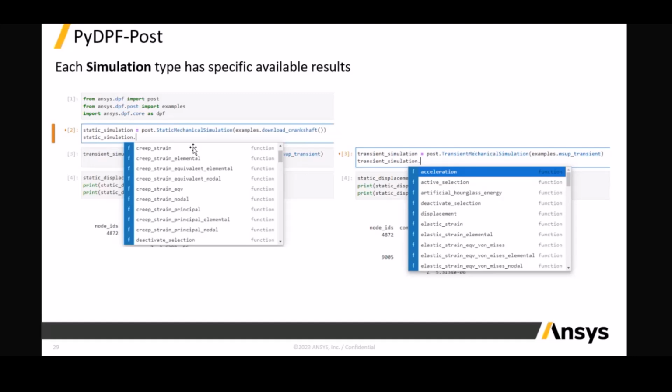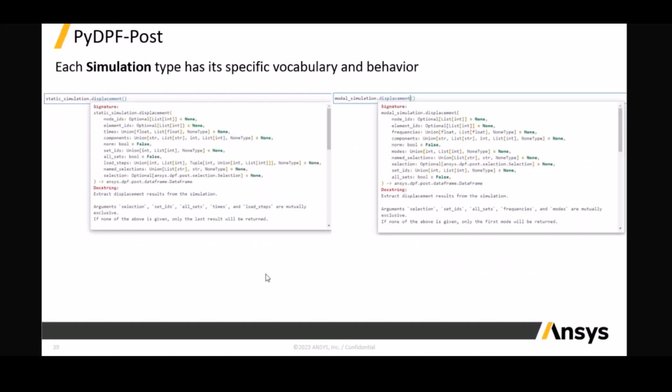You can see here, for example, in a static mechanical simulation, we expose a given list of results, whereas in the transient mechanical simulation, we offer other dedicated results and APIs, which are a bit different in their signature and in the vocabulary and the parameters you can give. So very domain specific. I'm just showing the signature so that people who are used to reading signatures can understand the difference. I'm going to skip over that quickly.